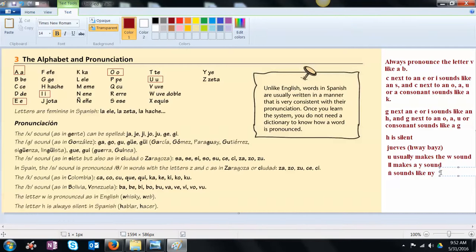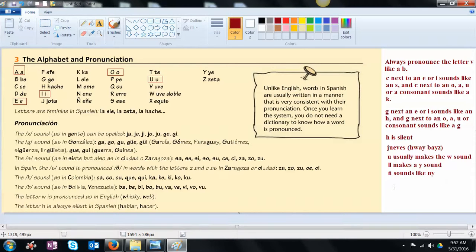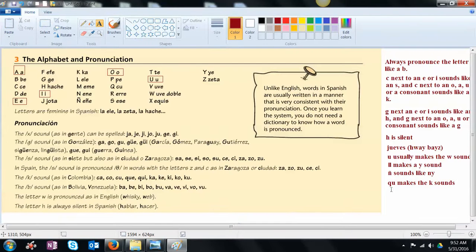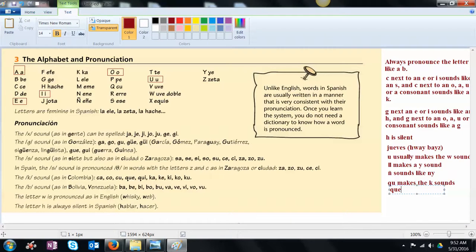Q is the QU, and it doesn't make a "kw" sound. Q is usually accompanied by a U, and QU makes the K sound. It's how you get the K sound. So for example, a word like this, which you'll see a lot in Spanish, is pronounced like this.